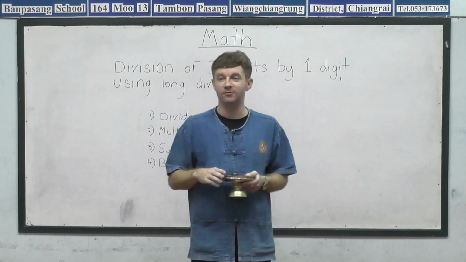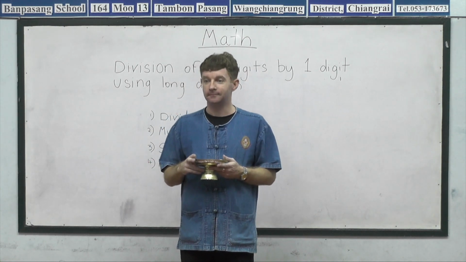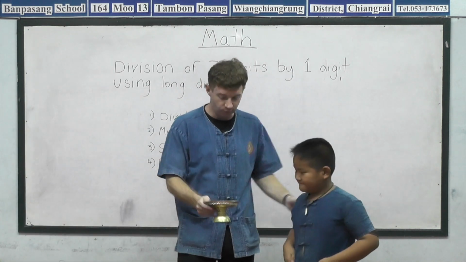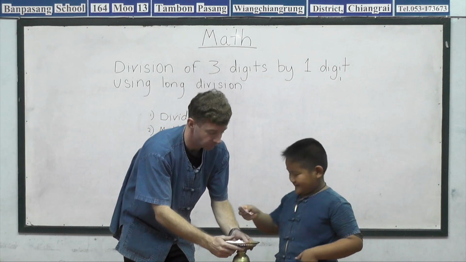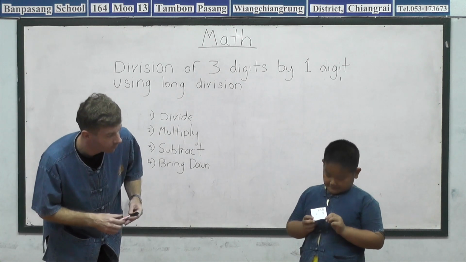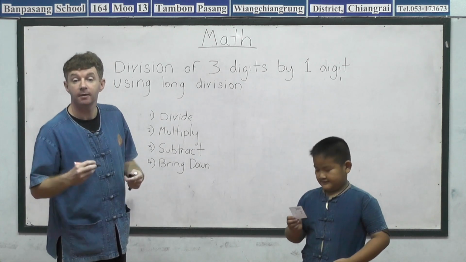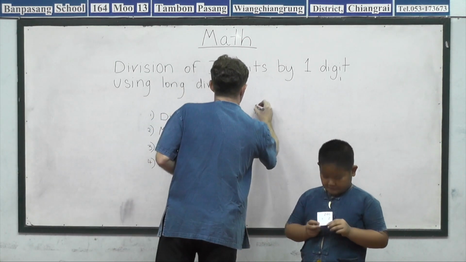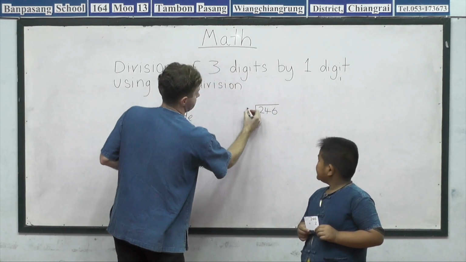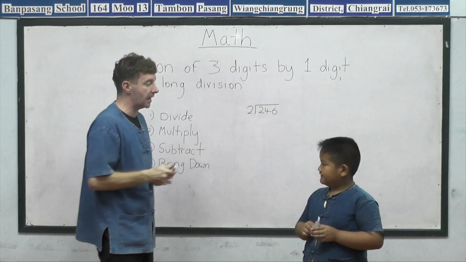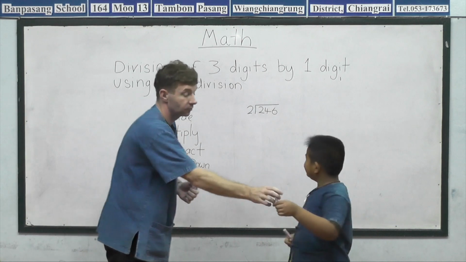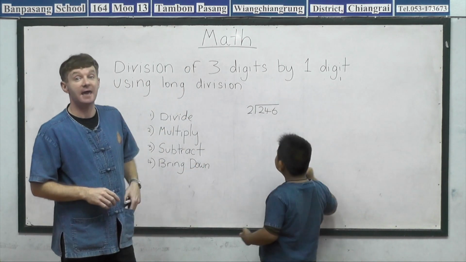Net, okay, you can come and join me. So first of all, can you come and stand here, please? Can you choose your problem? Okay, can you show it to your friends? 246 divided by 2. Excellent. Net, what color would you like? Blue or black? Black. Okay. So, we'll work out this problem together.